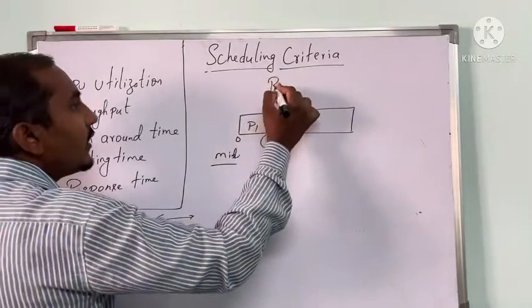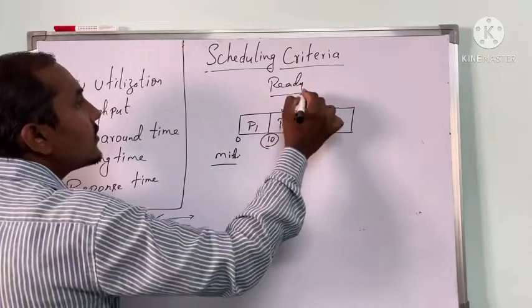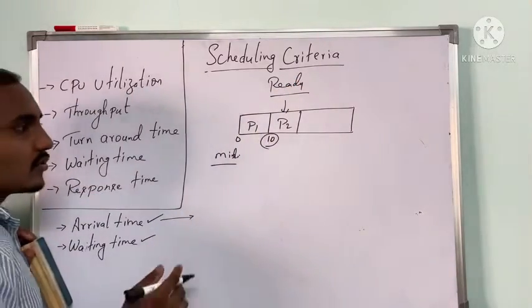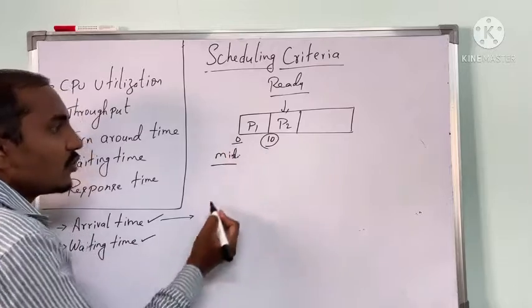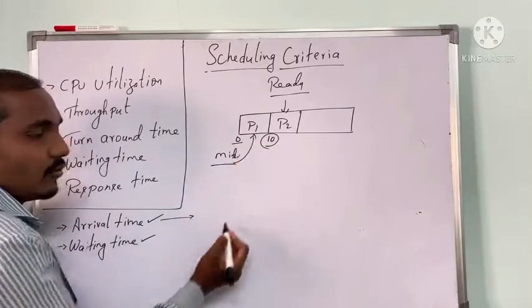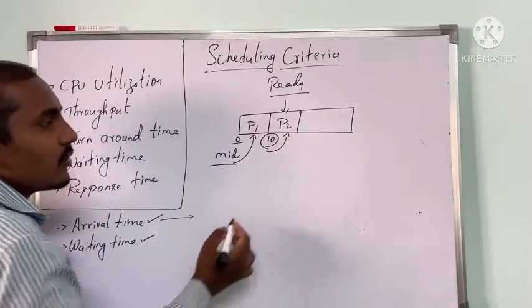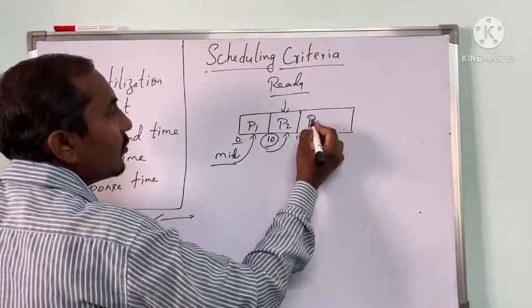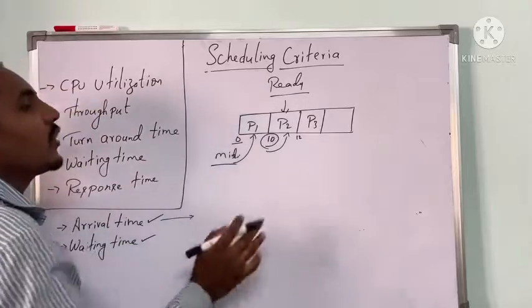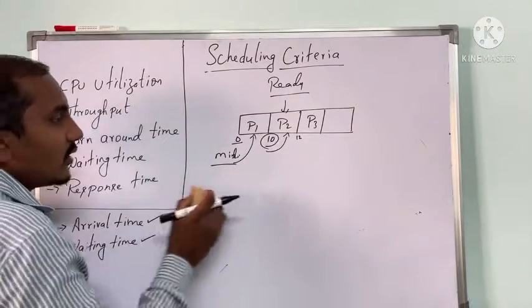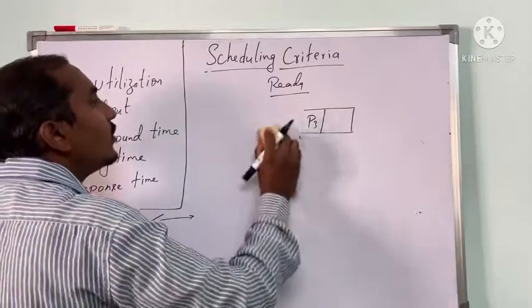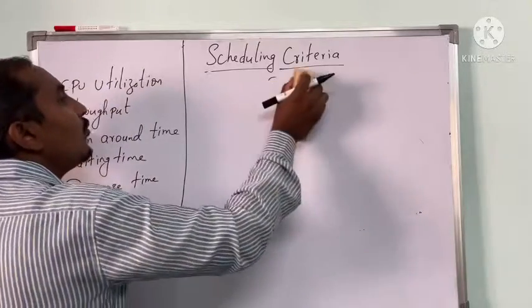In the ready queue, if I start a process at the 0th millisecond, that will be loaded into the ready queue. At 10 milliseconds there is one more process called P2. At 12 milliseconds I'll have one more process called P3. Like that you can have any number of processes that will be loaded onto the ready queue for execution.